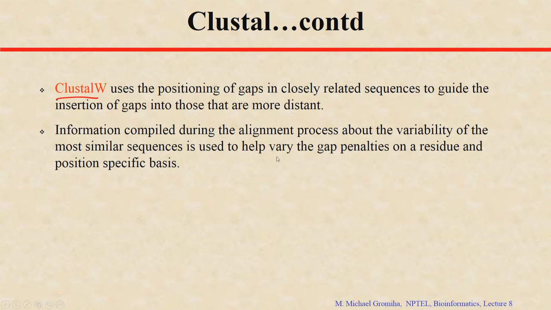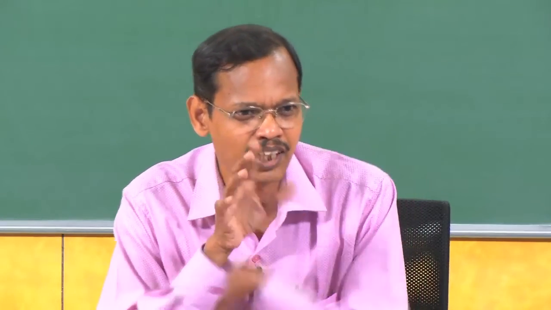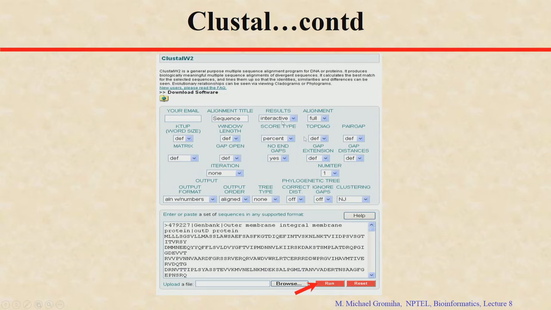The information we obtain in the alignment process about the variability of similar sequences helps to introduce gap penalties, because if you have similar sequences, you have lower gap penalties compared with sequences which are distant from the query sequence. So this is the program ClustalW; currently we are using Clustal Omega to align sequences from several organisms, a multiple sequence alignment. How to do this?